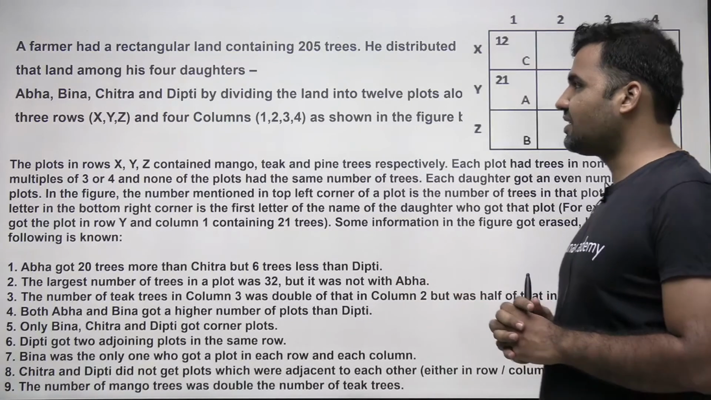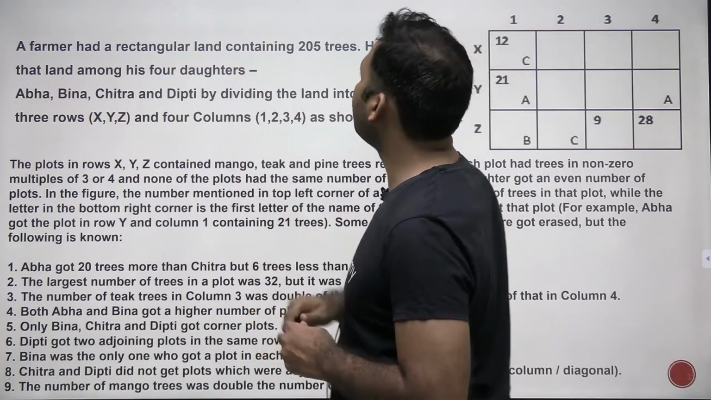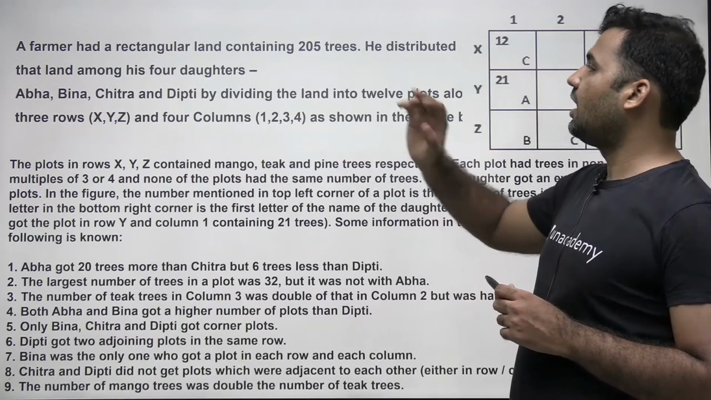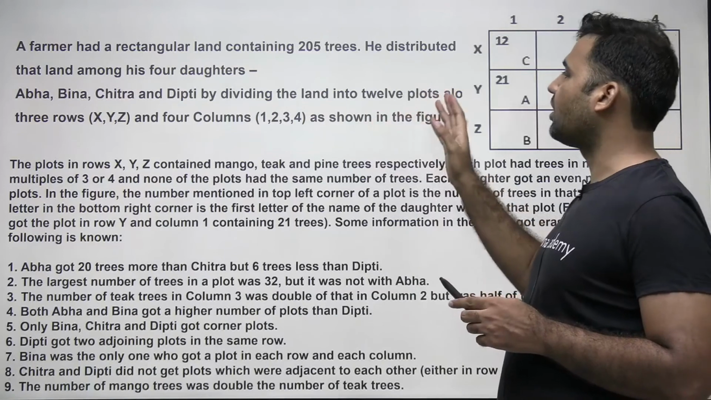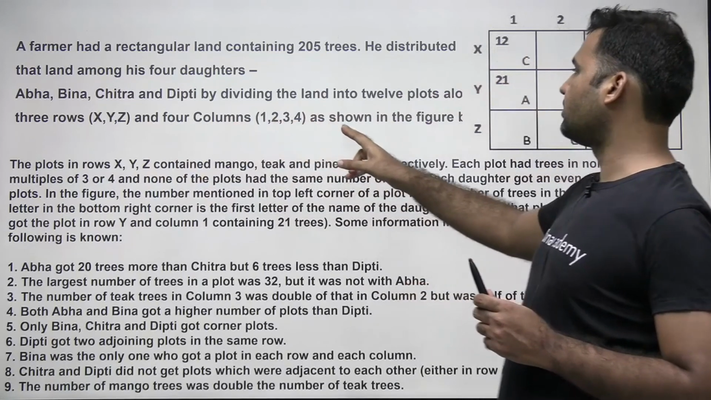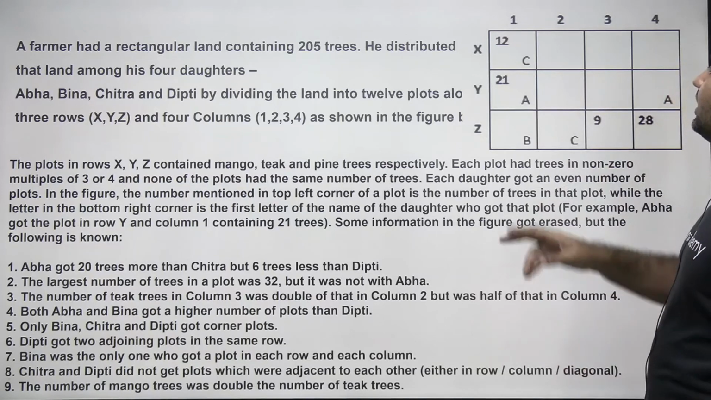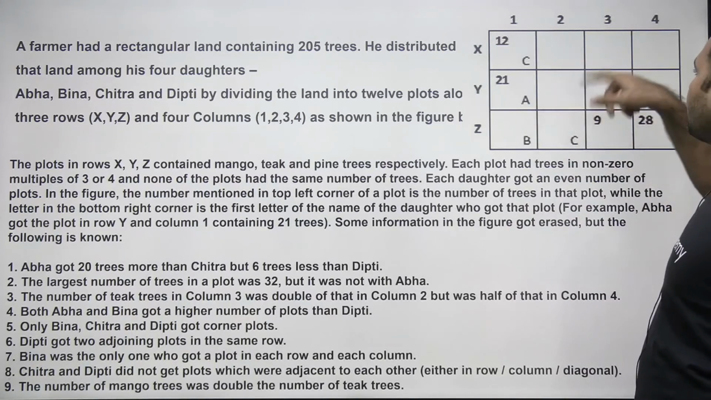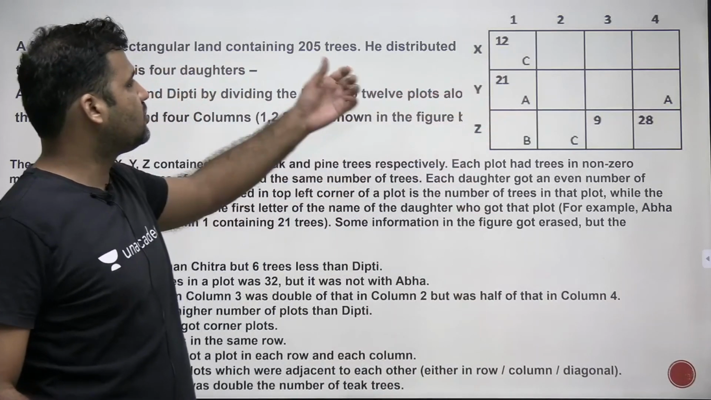Learning in this set. Let's have a look at it. Let's read the direction first. It says, a farmer had a rectangular land containing 205 trees. He distributed that land among his 4 daughters, Abha, Bina, Chitra, Dipti, by dividing the land into 12 plots along 3 rows X, Y, Z and 4 columns 1, 2, 3, 4 as shown in the figure. So guys, we have this matrix here. This is the complete plot which has been divided into 3 rows and 4 columns. So that means there are total 12 plots, and all of these 12 plots contain 205 trees.